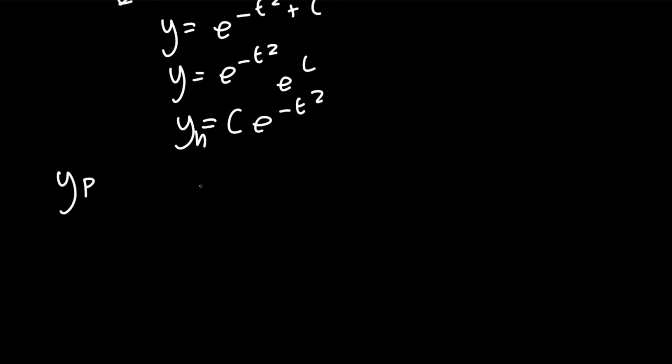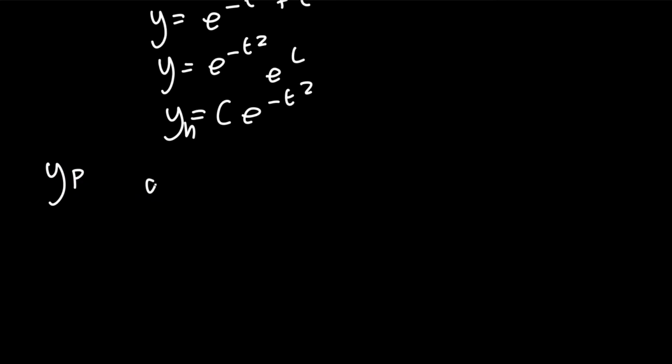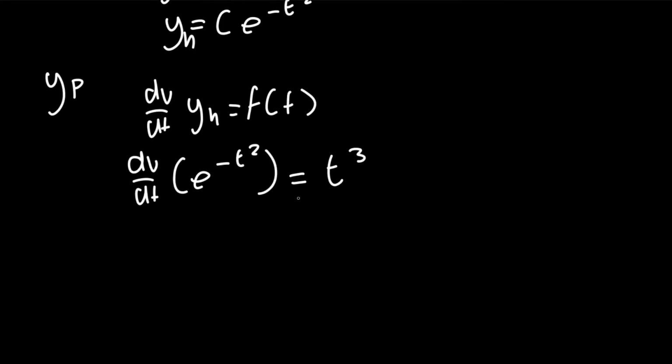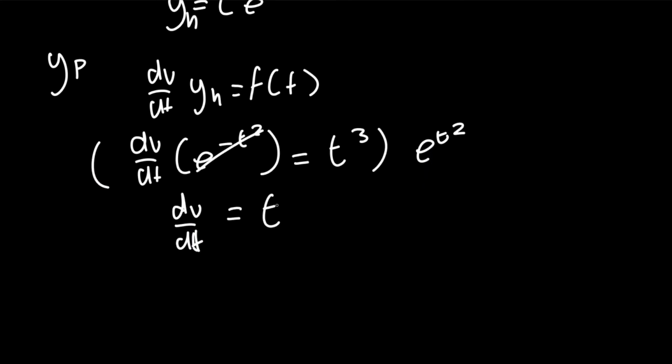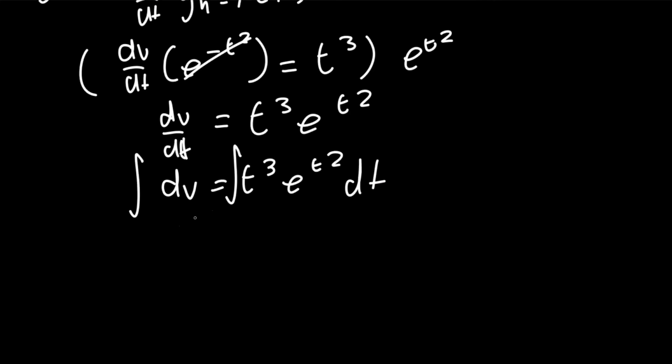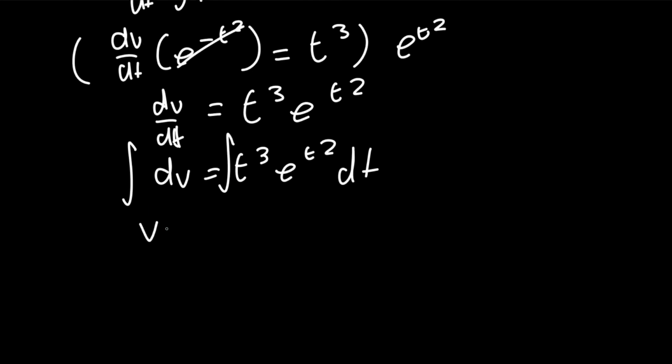Now to solve for our y particular solution, so let's do dv/dt times y of h, which equals f of t, and our f of t is t to the third power, if I remembered correctly. So no need to keep that c, that's just the parentheses. t to the third, so dv/dt. Let's just show our work of what we did. t to the third e to the t squared, excuse me, dv equals t to the third e to the t squared dt, and then take the integral of both sides. So that integral of nothing with that dv there results in just a v.